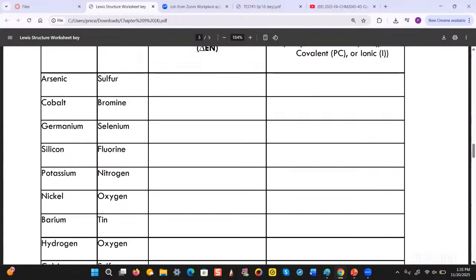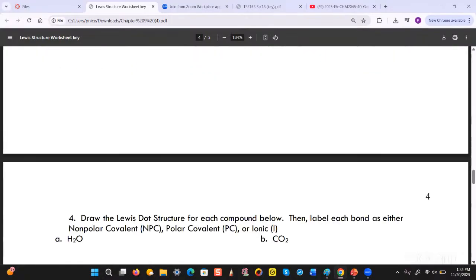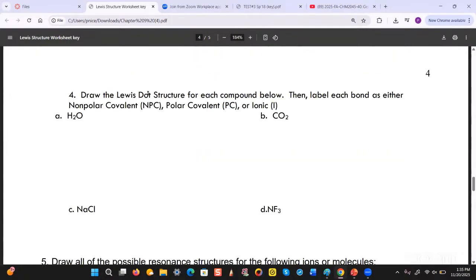Let me see what the next question is asking. Okay, so this question is asking for you to draw the Lewis dot structure for each compound below. And you're going to label the bonds as either non-polar covalent, polar covalent, or ionic. Again, you're going to need a table for that. Let me just do the first one for you. So in the case of H2O, the Lewis structure would be HOH with two lone pairs here.